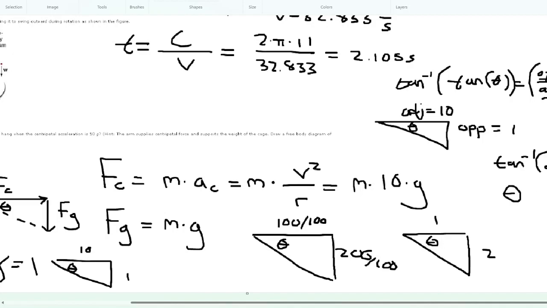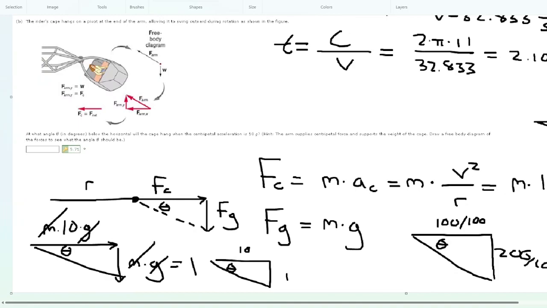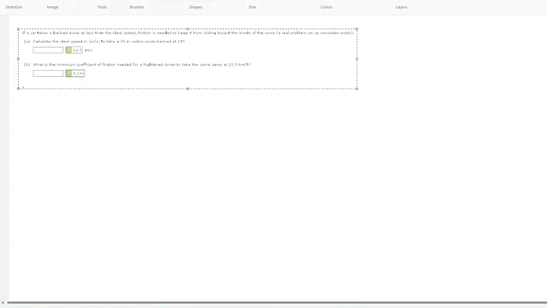The angle is going to be equal to 5.711 degrees. That's pretty cool, ain't it? Math works. Okay, this is going to be the last problem for today.